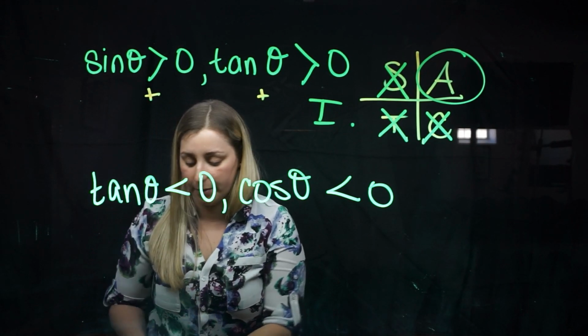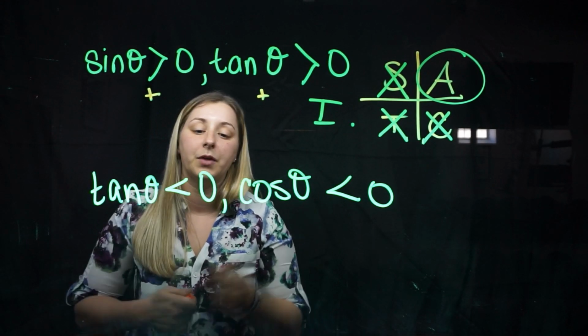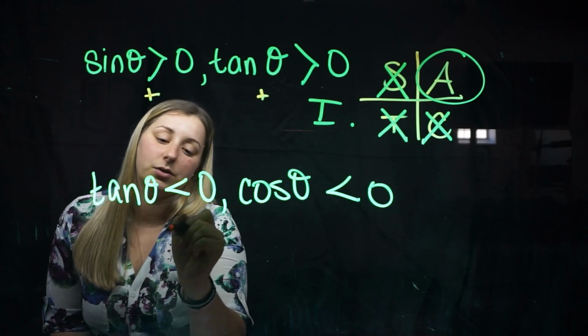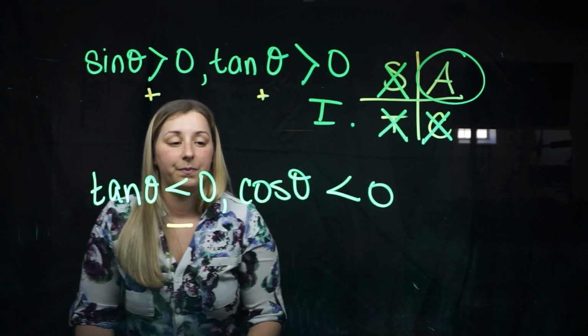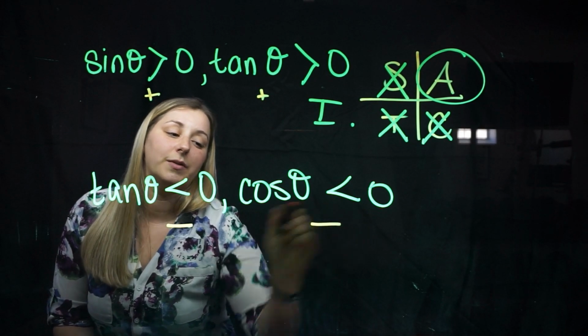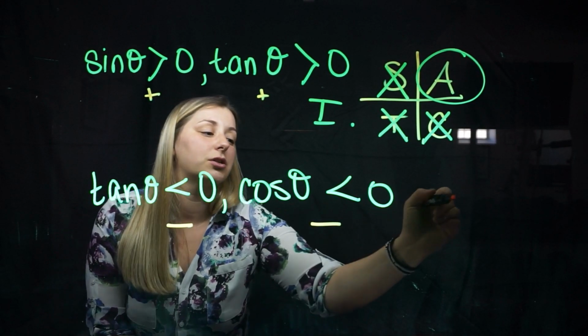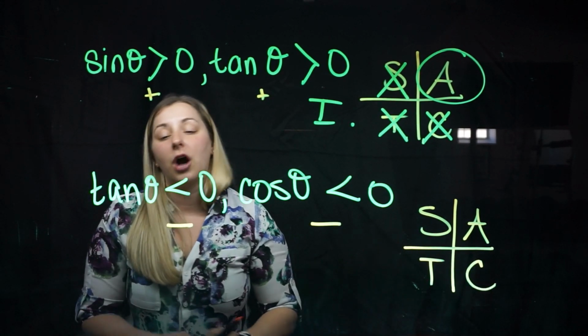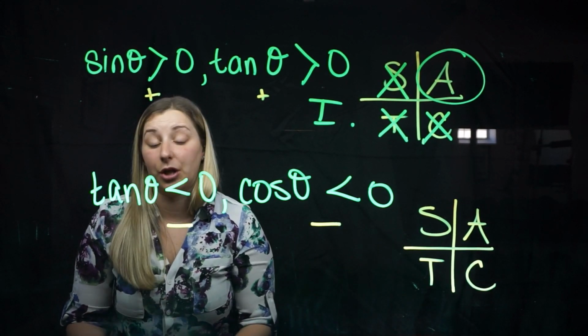Let's look at the second one here. I'm going to use different colors so it stands out a little bit. So once again, I know that tan is less than 0, so here it's got to be negative. And the cosine is less than 0, which means that that's negative as well. So I just rough sketch out the ASTC on the side. And remember, I want to cross out where it cannot be located.